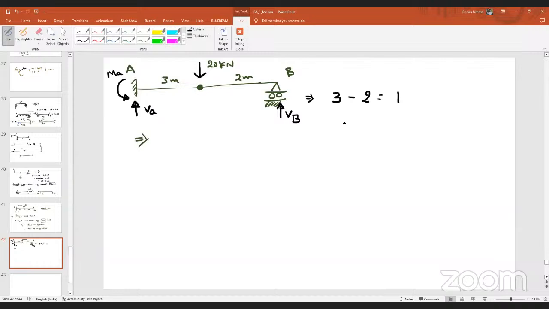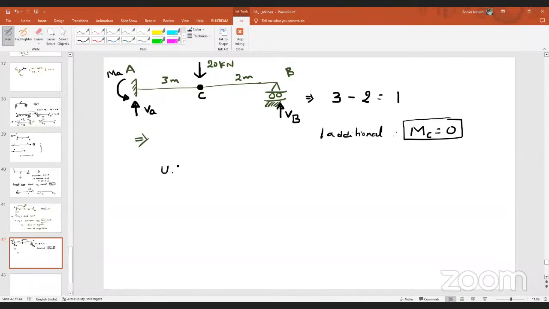But we are having a hinge at point C, isn't it? What is the property of the hinge? If there is a hinge, then there won't be any internal moment. Moment is 0. That means we are having one additional equation. What is that equation? Moment at point C is equal to 0. If the internal moment at point C is equal to 0, this is your one additional equation.